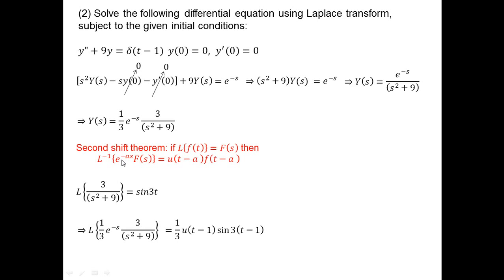So by applying the second shift theorem, I see that the Laplace inverse of the function Y(s) will be 1 over 3 u(t minus 1) sine 3(t minus 1). One thing you need to keep in mind, because we have the shift here, is that t minus a is applied in both u(t minus a) and f(t minus a). Here again, if my f(t) is sine 3t, f(t minus a), or f(t minus 1), will be sine 3(t minus 1). So this is the important point that you need to keep in mind.